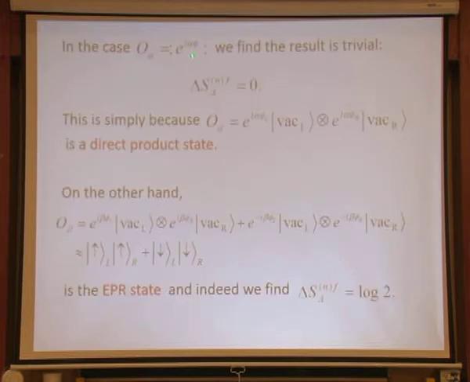For this exponential operator, this is just a direct product state because phi is decomposed into left and right. This is really exact in 2D. So we have a direct product state and the entropy increment is just zero for any n. But if we have the cosine operator, a plus-plus and a minus-minus appear. It's like a really EPR state and we get log two for any n. Of course, we can consider more complicated things, then we might get more complicated results.